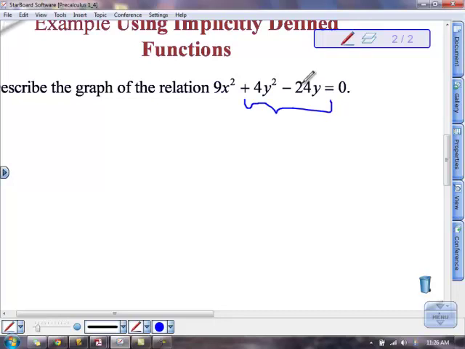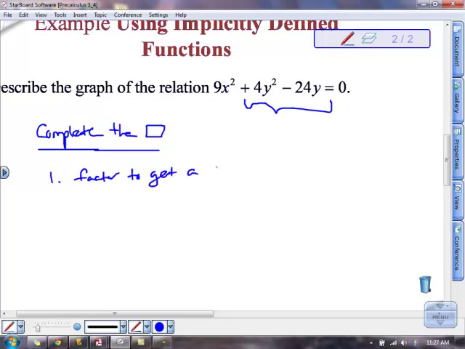And I know it's been a while since you've completed the square. You did it in Algebra 2. I think you might even do it in Algebra 1. I'm pretty sure. But anyways, let me remind you, when I taught completing the square to my algebra students, I gave them steps. And the steps were, number one, make sure a is 1. So factor to get a equal to 1.